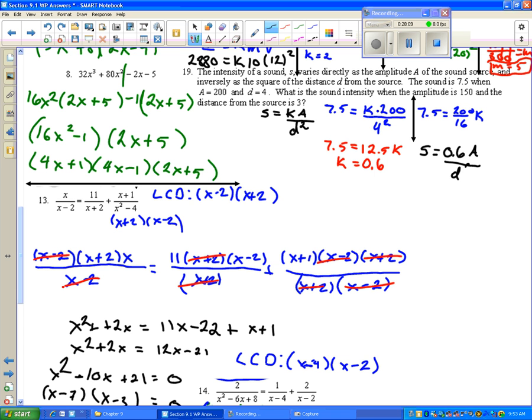Now, what is the sound intensity when the amplitude is 150? I plugged in my K. And the distance is 3. So I go to my handy dandy calculator, 0.6 times 150, and divide by 3 squared. I get my sound intensity to be 10. So S is equal to 10.